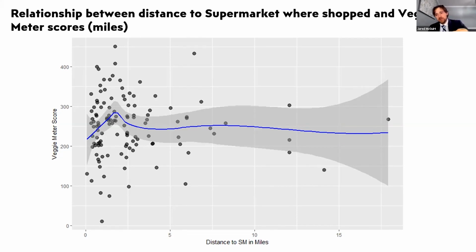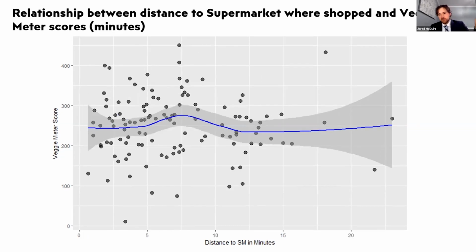And if you live a little bit further away, so if you live 2 to 3 miles away, the Veggie Meter scores actually go up. And then as you go further out, the Veggie Meter scores kind of level off. And so I think that's a really interesting finding. And again, it talks to this idea that things are complex, right? And we have to think about this whenever we're trying to understand our data.